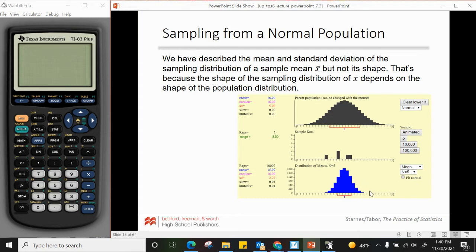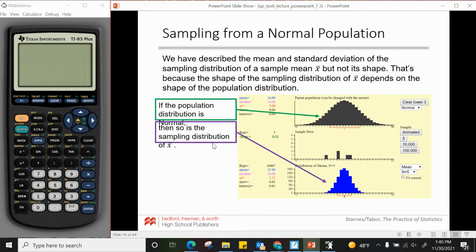All right. And so what this shows is if your population distribution is normal, then the sampling distribution will also be normal regardless of the size of the sample. Like here my sample is 5, which is really small, but it doesn't matter because the population distribution is normal. So as long as the population distribution is normal, then the sampling distribution will also be normal, regardless of the size.